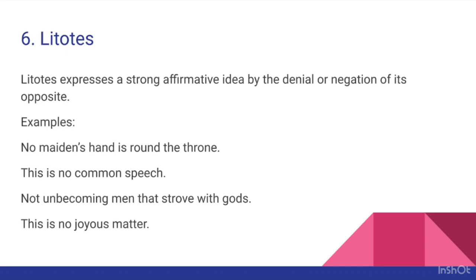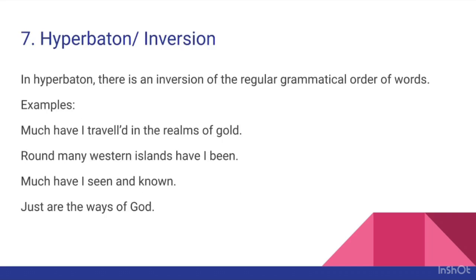Okay. Next figure of speech is hyperbaton or inversion. In hyperbaton, there is an inversion of the regular grammatical order of words. Okay, so please remember that in case of chiasmus, the order of words is inverted in the same sentence. But in case of hyperbaton or inversion, what is happening? The regular grammatical order of words is inverted. Okay, so regular grammatical order is inverted here.